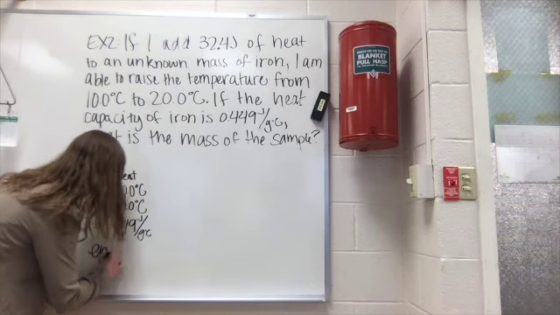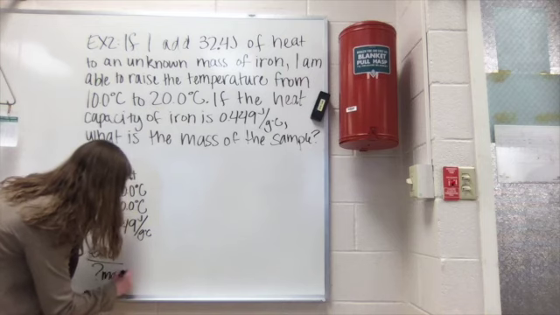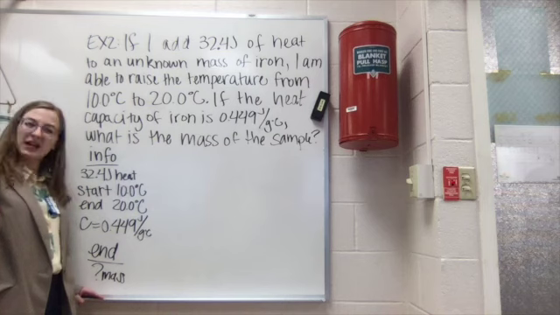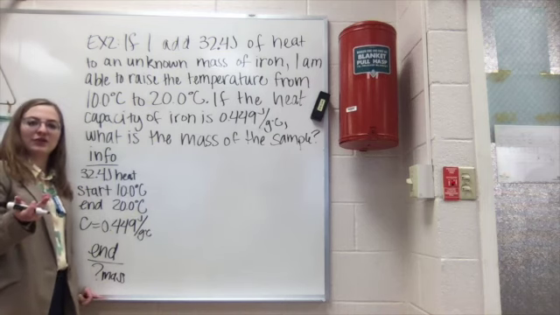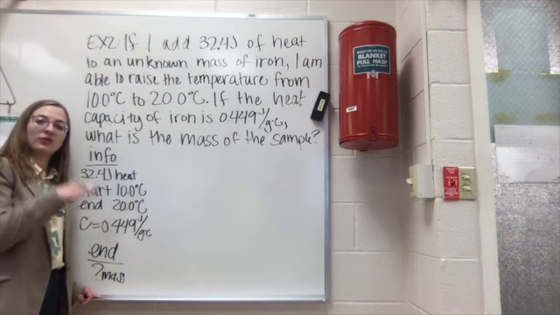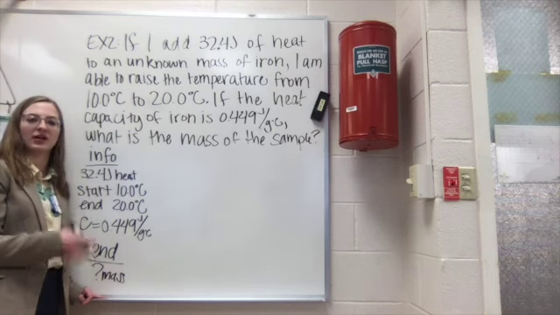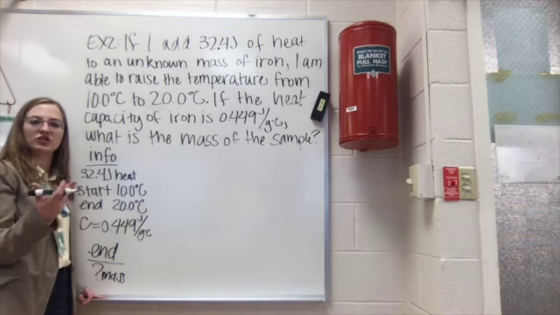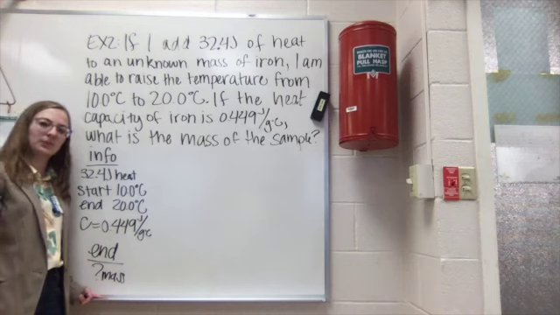And then in the end, we're looking for mass. Basically, the experiment that I'm describing here is like, you don't know how much iron you have, so you were able to measure how much heat you added to go from 10 to 20, and that information can give us the mass. So that's how this could be practical, right? I don't know how much iron I have, but I know how much heat I'm adding, I know what my temperature change is, I know the specific heat capacity of iron, boom, we can figure that mass out.